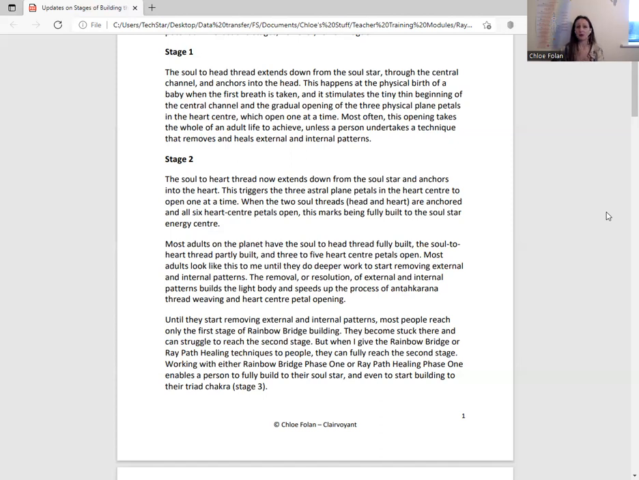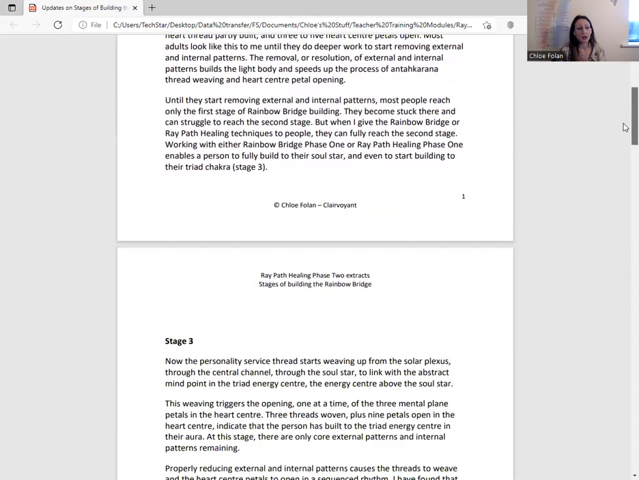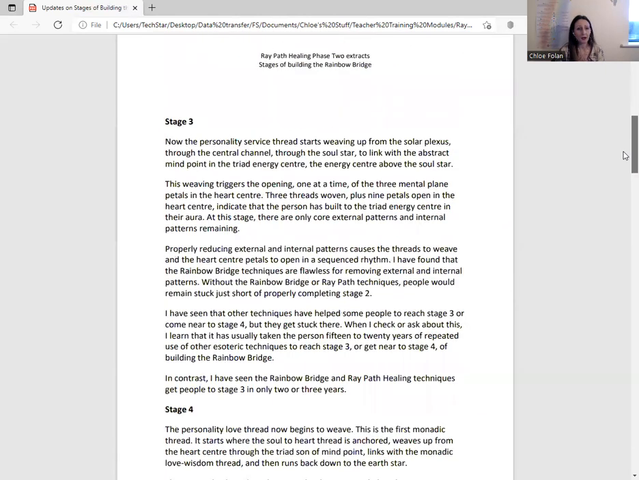So please remember, I'm talking about this in terms of light body building and causation of light body building. So it's only if someone's doing a proper, deep karmic clearing technique, a proper one, a properly tested one of some sort, that someone then gets the last petal or 2 open on the astral plane and gets fully built to their soul star chakra.